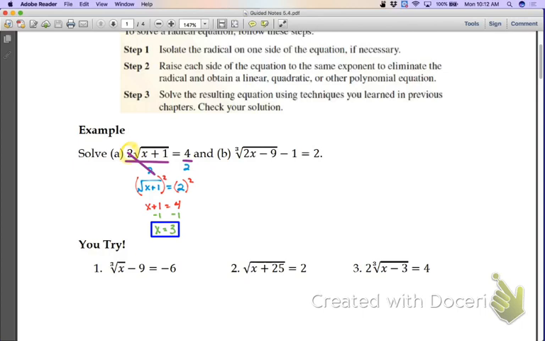Because it has an even root, if it's to the second root or a square root like this one, or the 4th root, the 6th root, whatever, the number inside, whenever it goes back in, needs to be positive. If it's negative, then that's a case where it's not going to have that answer. You may have some of these that have 2 answers. We'll get to that in a little bit. So then again, on B I have the cube root of 2x minus 9 minus 1 equal to 2. How am I going to get the cube root?